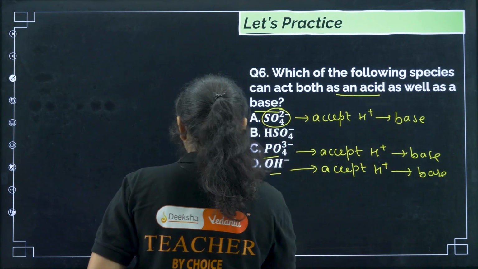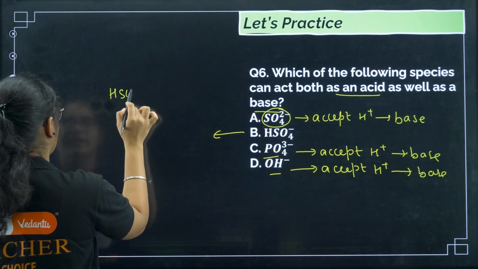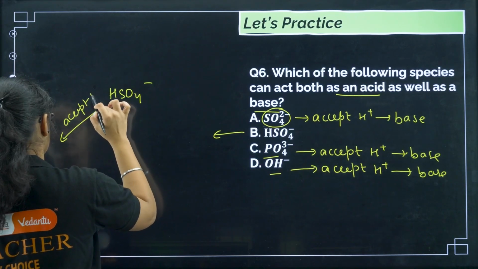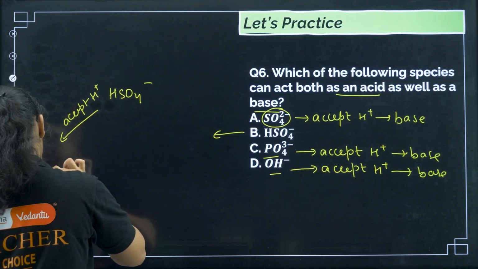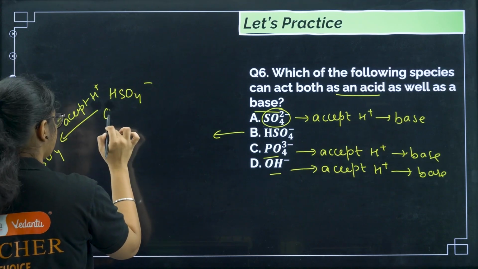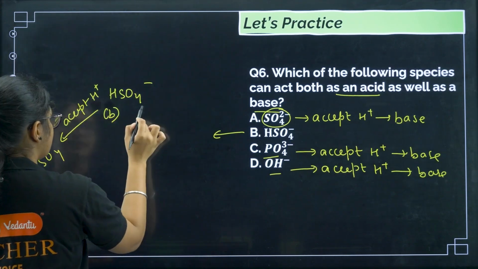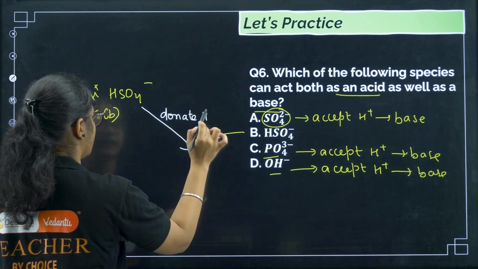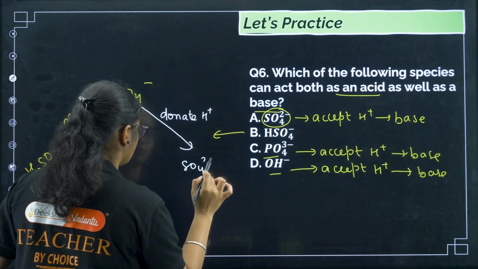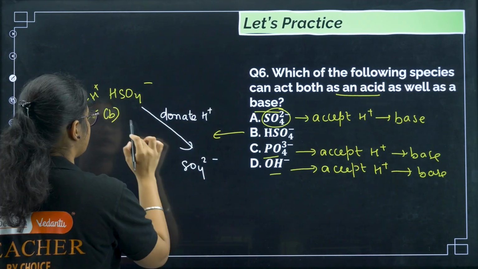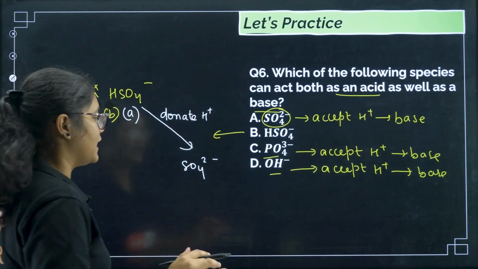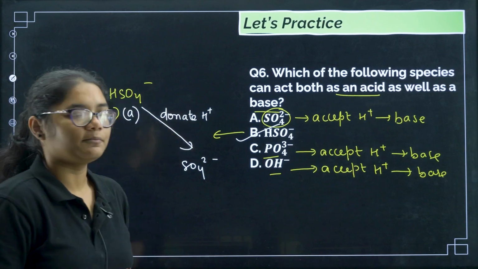But if you see HSO4 minus, it can accept H plus to give you H2SO4. So at this time it is behaving as a base. At the same time, this one can also donate H plus. If it donates H plus, I'll get SO4 2 minus, and if it is donating H plus, it will behave as an acid. So it can behave both as acid and a base. That is option B here.